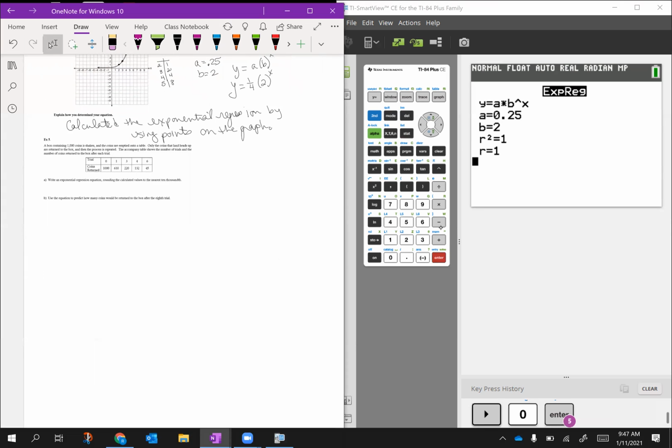All right, please try example 5. List 1 is the number of coins. List 2 is how many coins were returned. You're going to write the regression equation to the nearest 10,000. So that's 4 decimal places. And then use it to predict how many coins will be in the box after 8 trials. So then you're going to have to plug in 8 for x to see how many coins you would get. Try that one. Thank you so much.